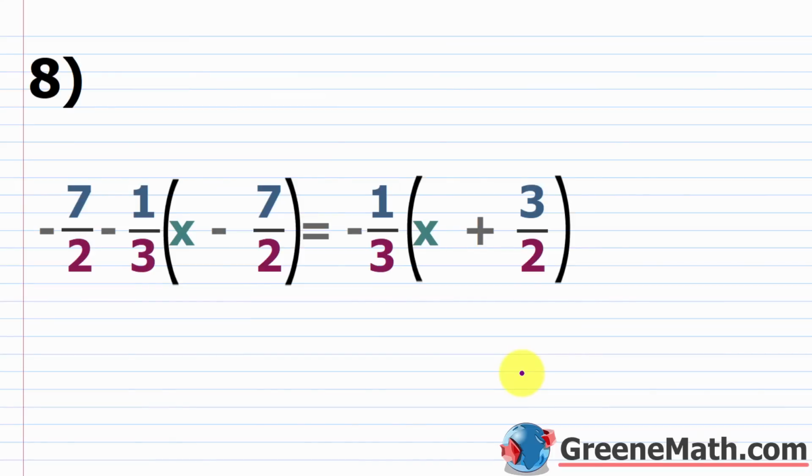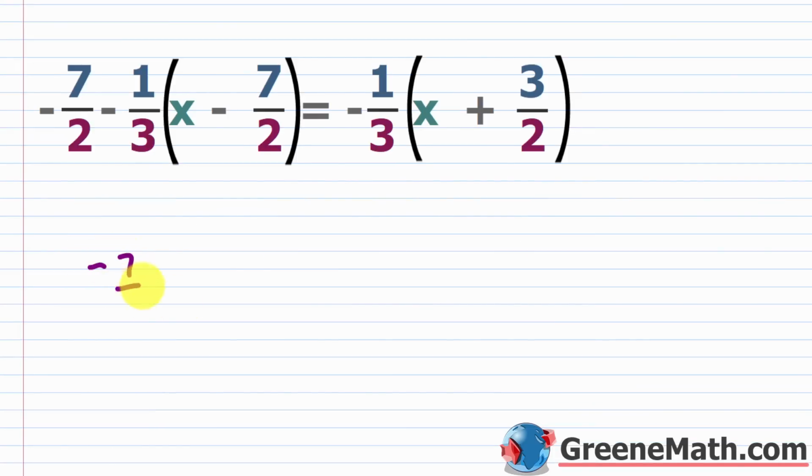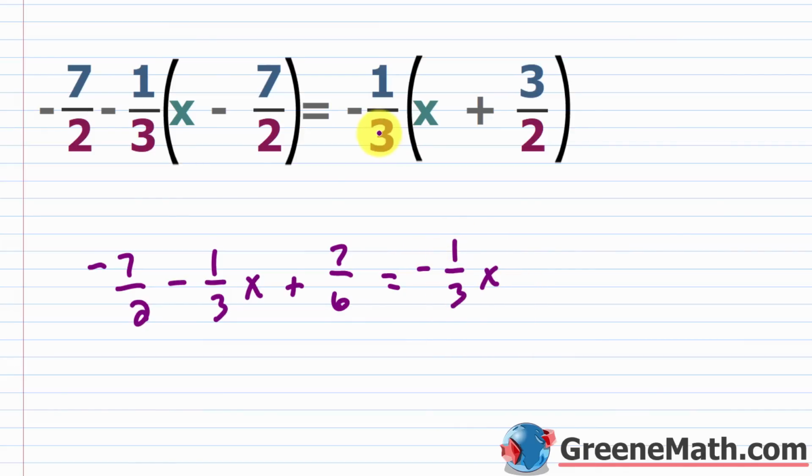All right, let's look at problem number 8. So we have this negative 7/2, and then let's go ahead and distribute this. So negative 1/3 times x would be minus 1/3 x. Then negative times negative is positive. 1/3 times 7/2 would be 7/6. And this equals, let me distribute here as well. So negative 1/3 times x is negative 1/3 x. And then if you do negative 1/3 times 3/2, this is going to be negative. The 3's would cancel, and you'd have a half.